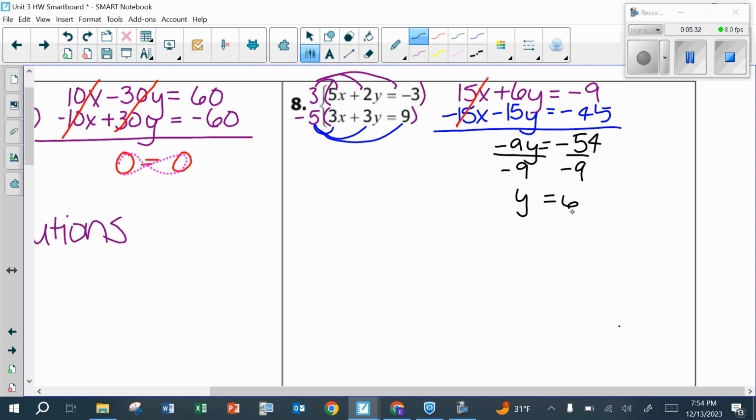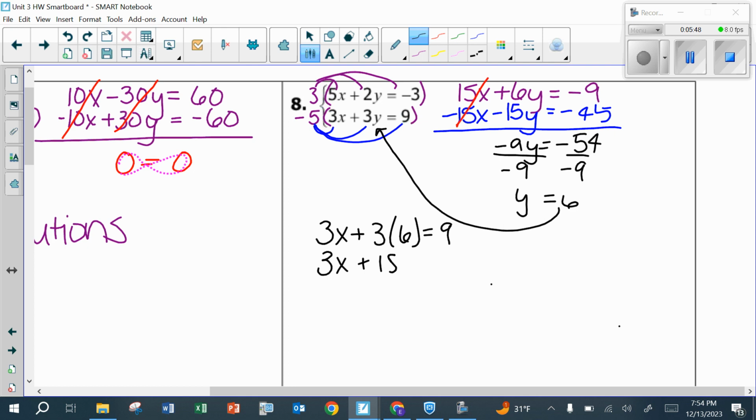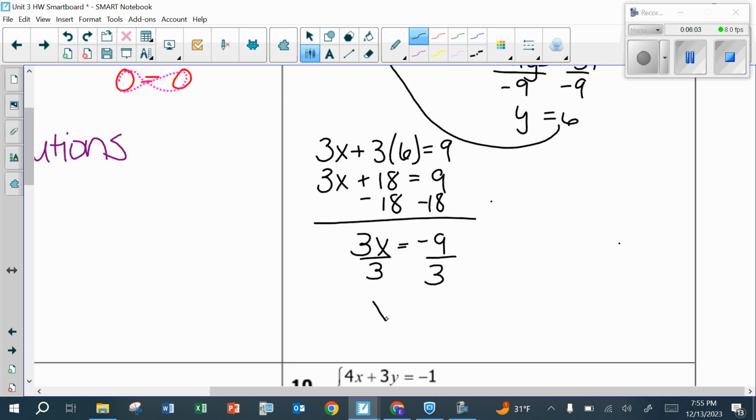Now we're going to take y and plug it into either equation. Doesn't matter which one. Maybe I'll do the bottom one because there's no negatives. So I'm just going to take that 6 and plop it there. So 3x plus 18 equals 9. Minus 18, minus 18. 3x equals 9 minus 18, which is negative 9. Divide both sides by 3. So then x equals negative 3. So we got negative 3, comma 6 as our solution.